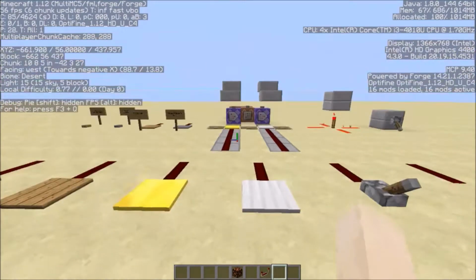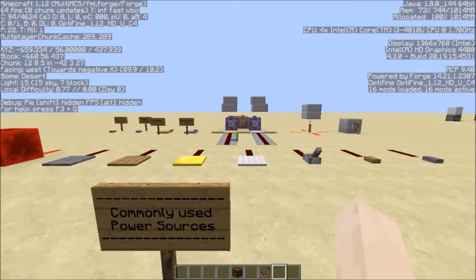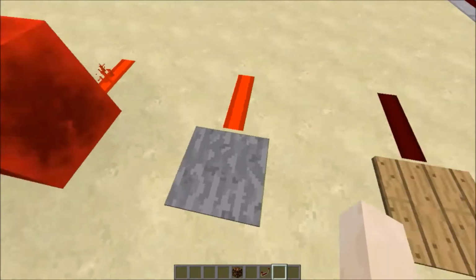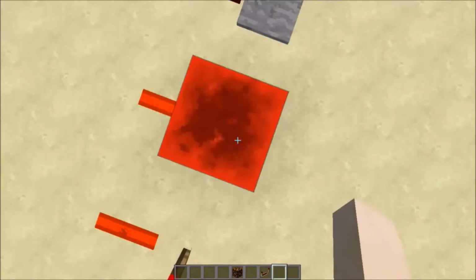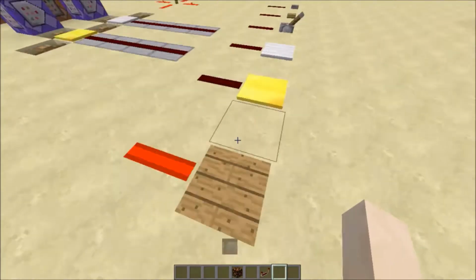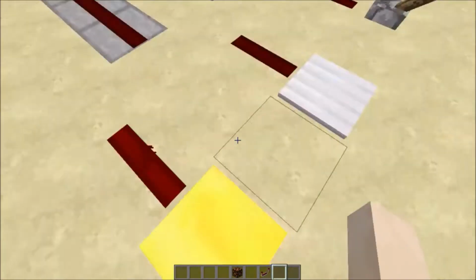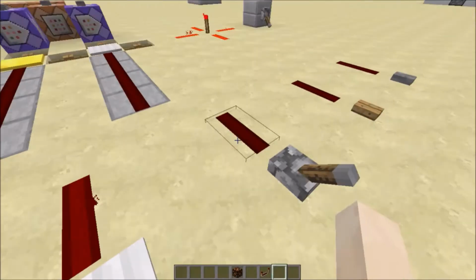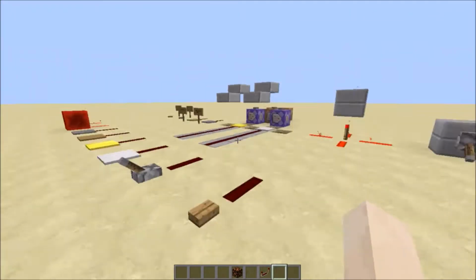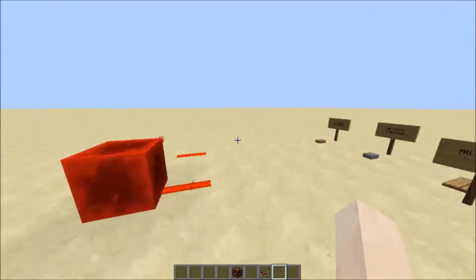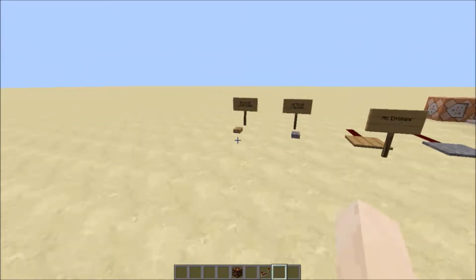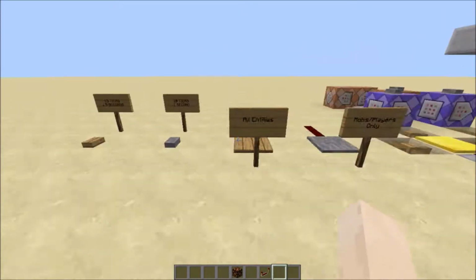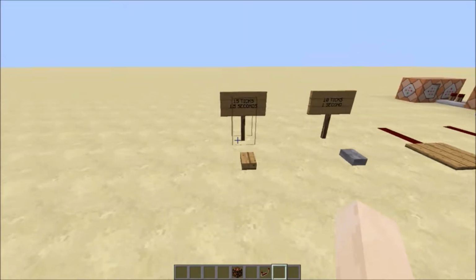Now I'm going to talk about some power sources and some commonly used power sources. The commonly used power sources in Minecraft are redstone torches, redstone blocks, stone pressure plates, wooden pressure plates, gold, weighted pressure plates, light, weighted pressure plates, heavy, lever, stone button, wooden button. Now I'm going to be explaining the difference between each and why each and every one is different.